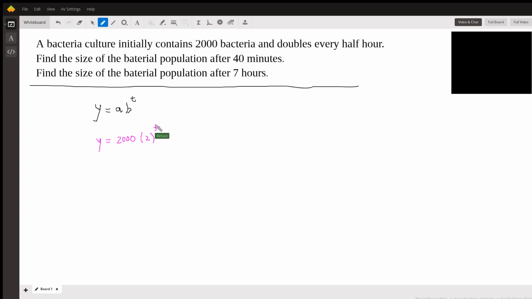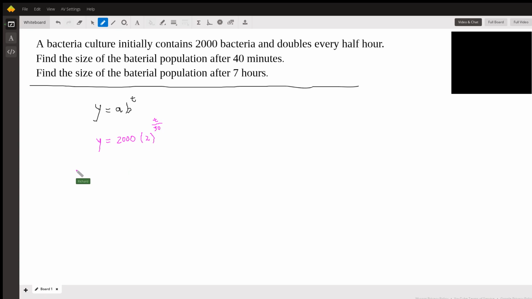Now, t, it's going to be t over 30 because 30 minutes later, if t is 30, then this exponent becomes 1. See, if t is 30, it's 30 over 30, which is 1, which means it will double. It will be 4,000. If t is 60 minutes, it will quadruple. It'll be 2 squared, you see, because 60 over 30 is 2. So 2,000 times 2 squared is 2,000 times 4, so it'll be 8,000. Okay, so that's how you come up with the base and with the exponent.